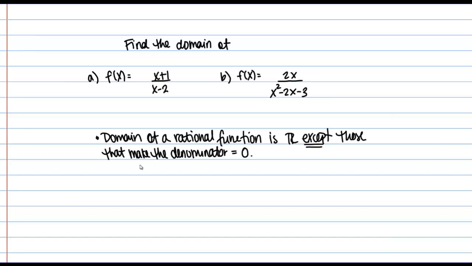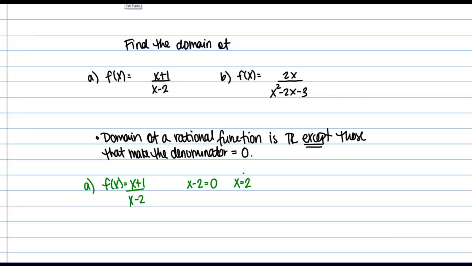So let's start with part A. In part A, I have f of x equals x plus 1 over x minus 2. And so I know that my domain is going to be all real numbers, so I can plug in any number for x here except any x's that are going to make the denominator 0. So the denominator equaling 0 is going to happen if x minus 2 equals 0, which happens when x equals 2. So this is what we might call an exception to our domain.